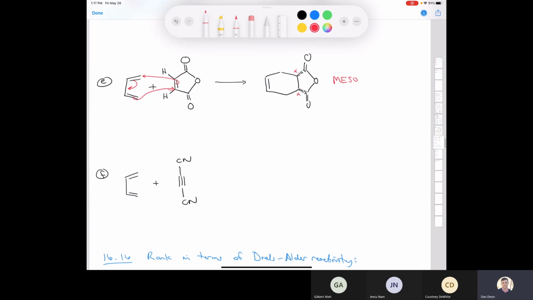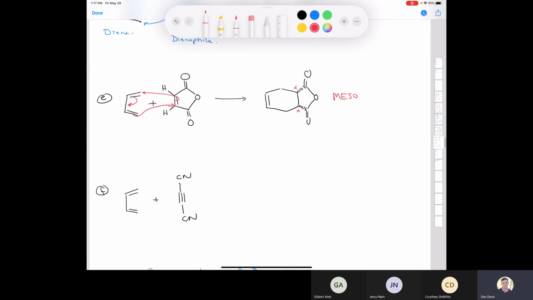Give me a thumbs up if you follow me on the concept of meso. Do you remember that? Or if you're like, well, I didn't remember it, but maybe I jogged your memory a little bit. All right, good, excellent. All right, well, let's keep moving and let's take a look at the next one.